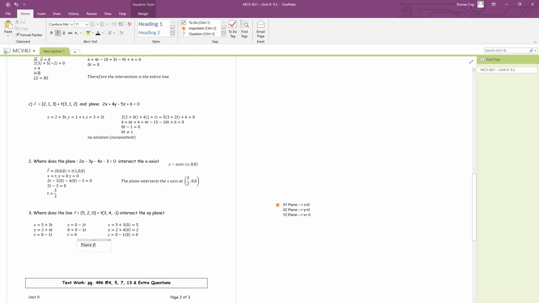So, therefore, the point of intersection is at 5, 2, 0.